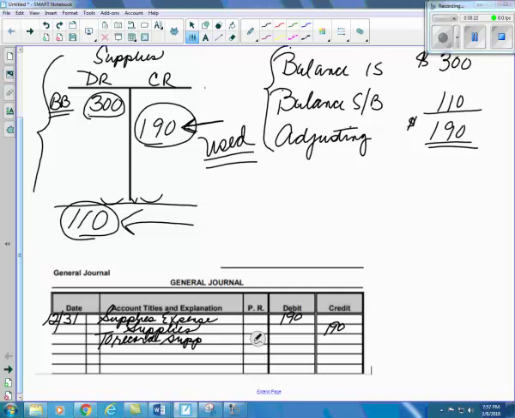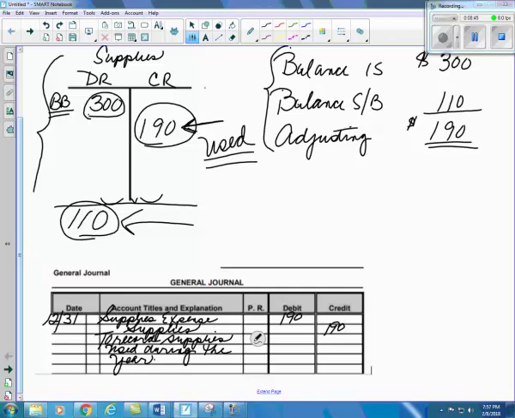supplies used during the year. Or you could even make it more simple and say to record supplies expense. You could also say to adjust supplies inventory for supplies used.